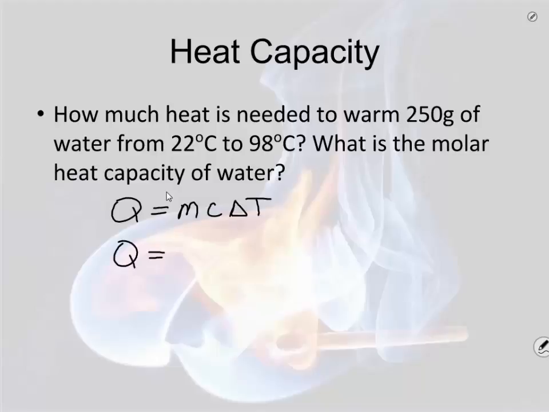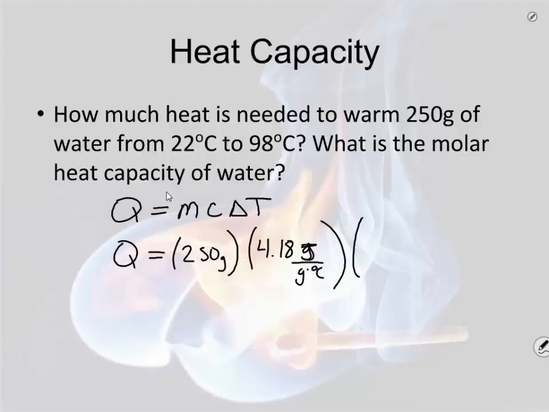So our mass of our water is 250 grams, so that is the right unit. C, if we look back on that table on the previous slide, or look in your textbook on page 182, we get 4.18 for water's heat capacity, joules per gram degrees Celsius. And then our temperature change, final minus initial, so 98 minus 22 degrees C.